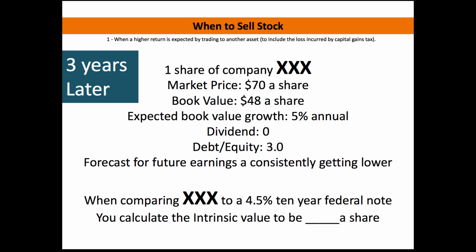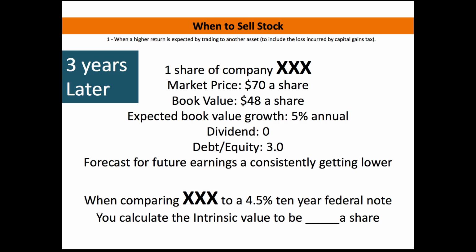Okay, now the last thing that we're looking at is probably the most important factor of them all, and that is that the forecasts for future earnings are consistently getting lower. Okay, in the previous scenario, when we bought this company 3 years earlier, those earnings were consistent and constant with the previous 10 years, and the forecast for the future was the same type of earnings. But now the earnings are actually decreasing. And so between that and the debt to equity being a little higher, that would be reason alone to sell this company.